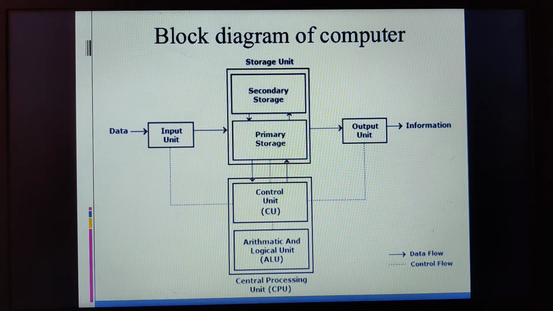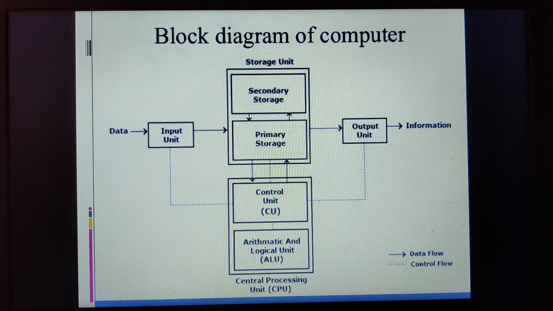The first unit is the input unit, and then we have the processing unit. This entire part is the processing unit. Then we have the output unit, and then we have the memory unit. So based upon the functionality, your entire computer is divided into 4 units, that is the input unit, the processing unit, the memory unit, and the output unit. Now we are going to study each and every unit in detail.